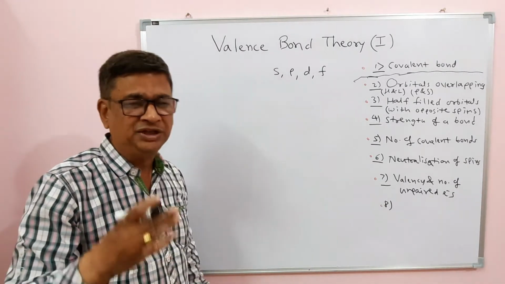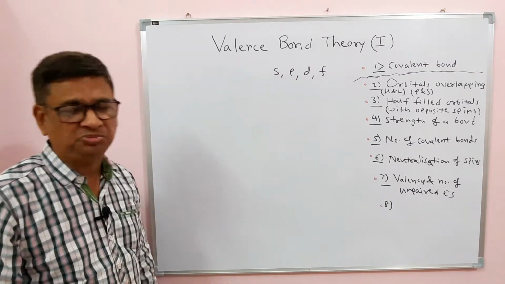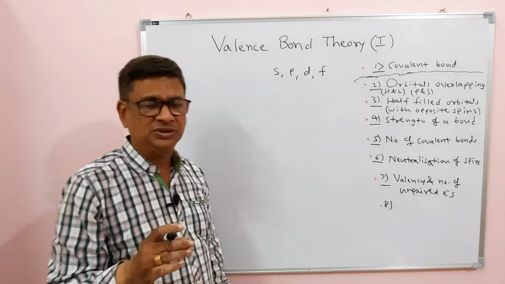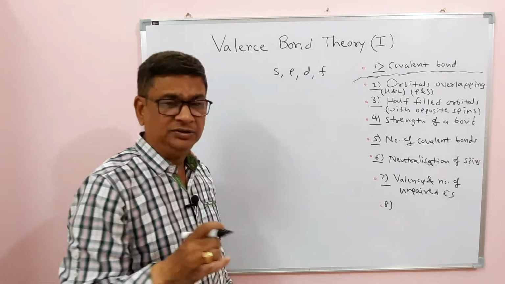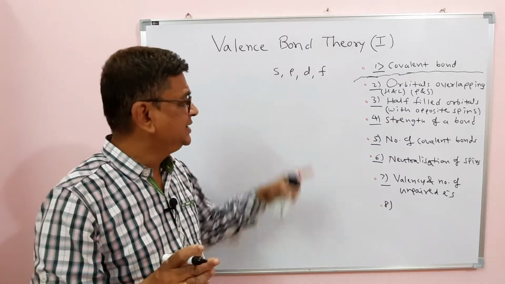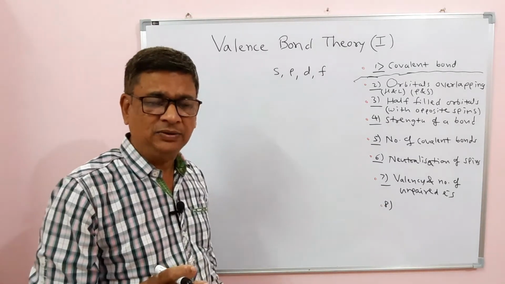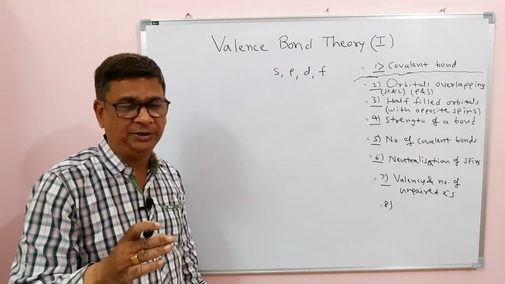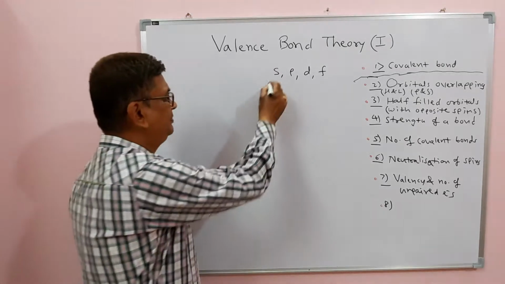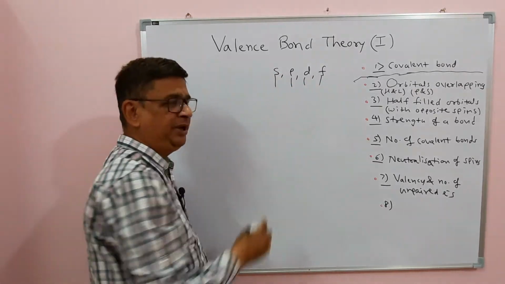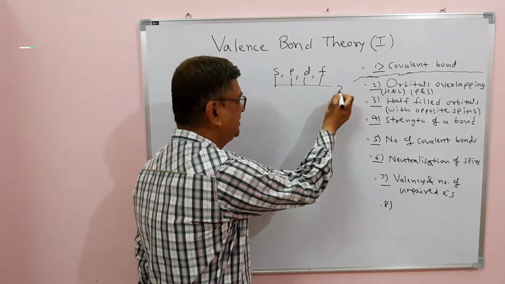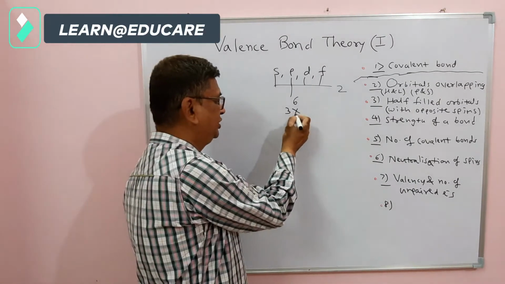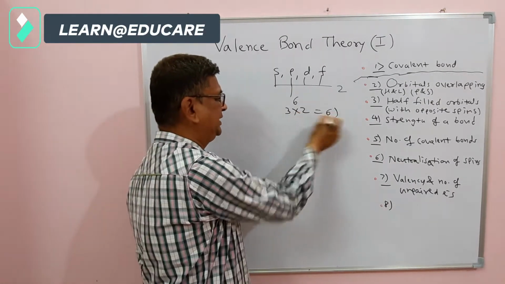There are a few conditions for how that overlapping takes place. The first condition is that the overlapping orbitals should be of nearly the same energy. Second, the overlapping orbitals should have one unpaired electron each, meaning they should be half filled. Now what is this half filled? For example, every individual orbital, s, p, d and f, has a capacity of 2. Even if the p subshell has capacity 6, there are 3 p orbitals, therefore the total is 6 electrons.